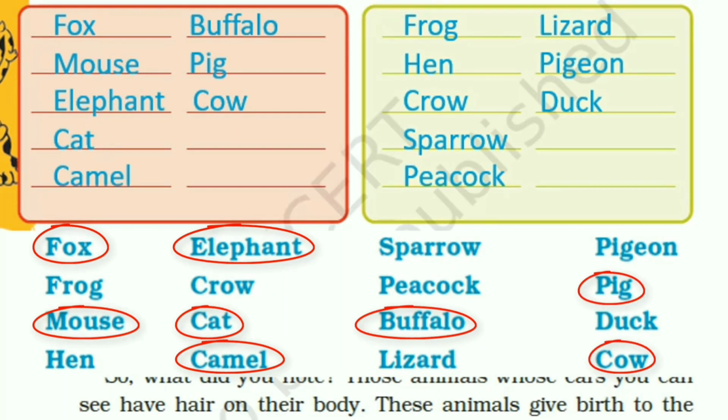And in the green box, we have to underline. Okay. So, first one is frog. We have to underline the frog. Then hen, then crow. Sparrow. Peacock. Lizard. Pigeon. And duck.